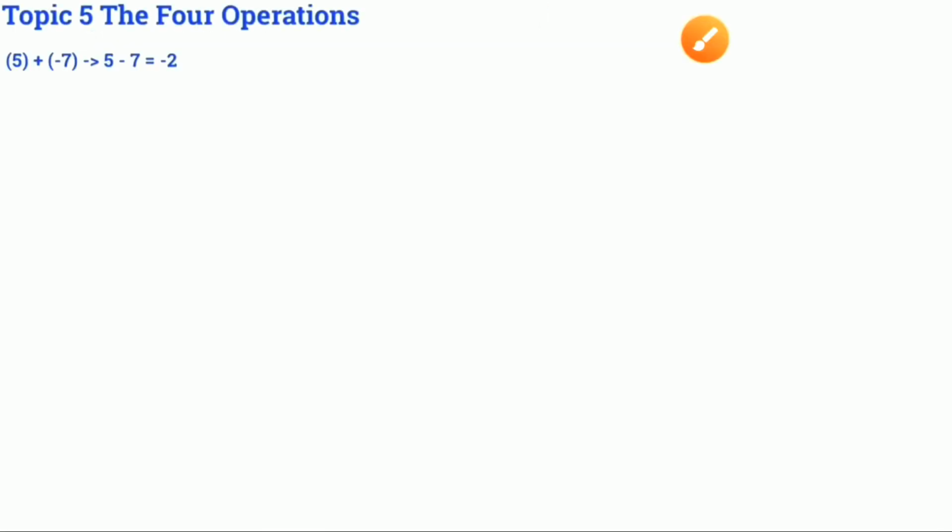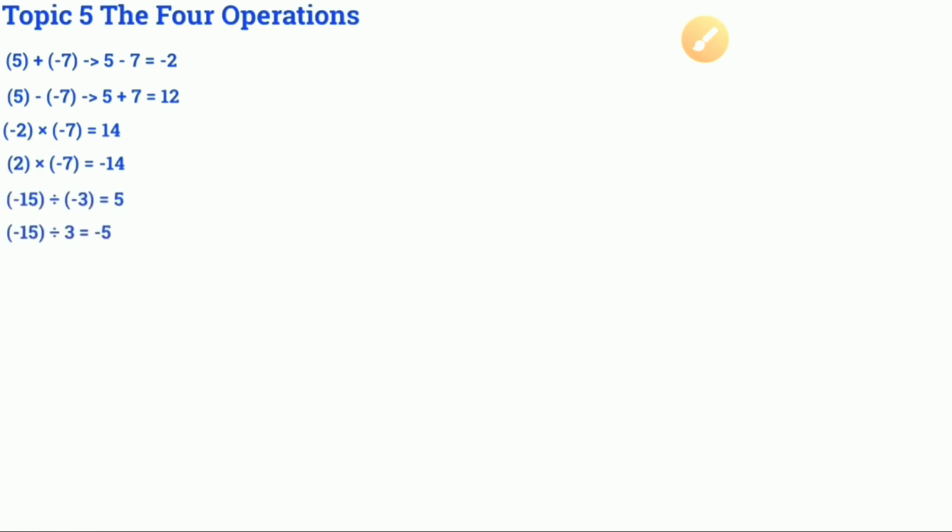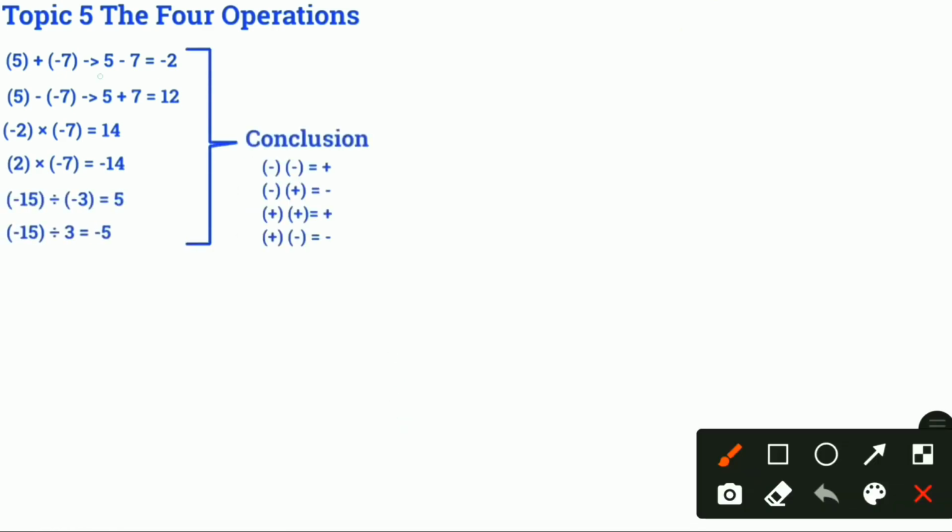So let's begin. We have two integers, and what happens if the two of them have different signs, plus and minus, and between them there is addition, subtraction, multiplication, and division? We need to find the conclusion in these. Right now you can see this is positive 5 and this is negative 7. What happens if there is addition between these two numbers? We need to remember that plus minus is minus. So 5 minus 7 is equal to minus 2.